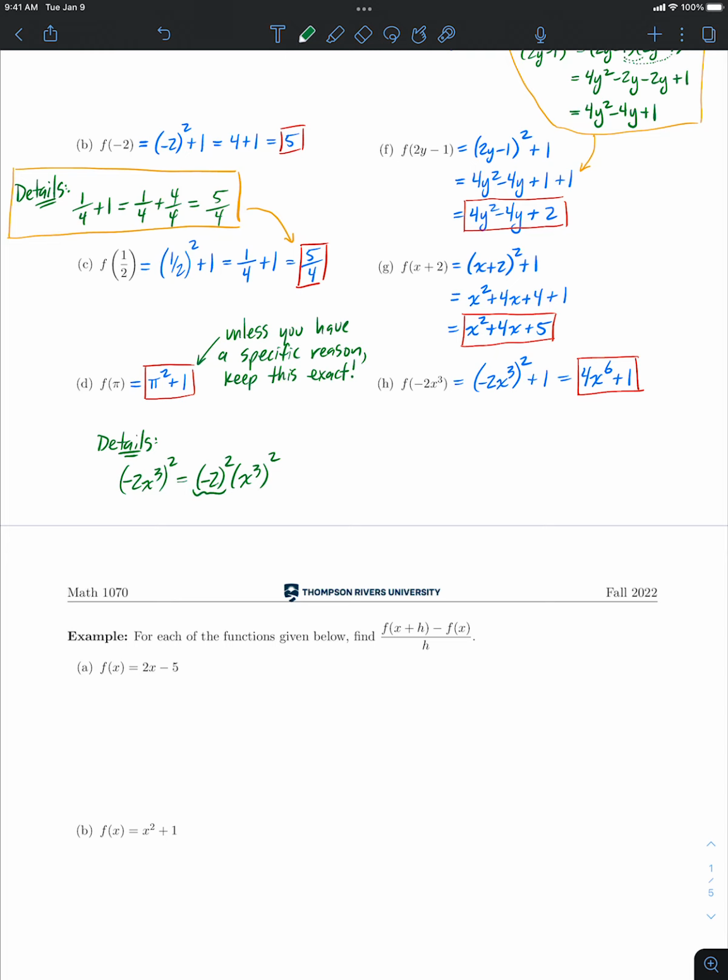Negative 2 raised to the power of 2 is negative 2 times negative 2, which is positive 4. And then what about here? We've got x cubed all raised to the power of 2. How does that work? Because x cubed is a power, and you want to raise that to another exponent, you've got an exponent inside of another exponent. The 3 and the 2 are nested exponents. Whenever that happens, you multiply the two exponents. So we've got the cubed and the squared. The 3 and the 2 multiply to give us 6. And that's how we get x to the 6.